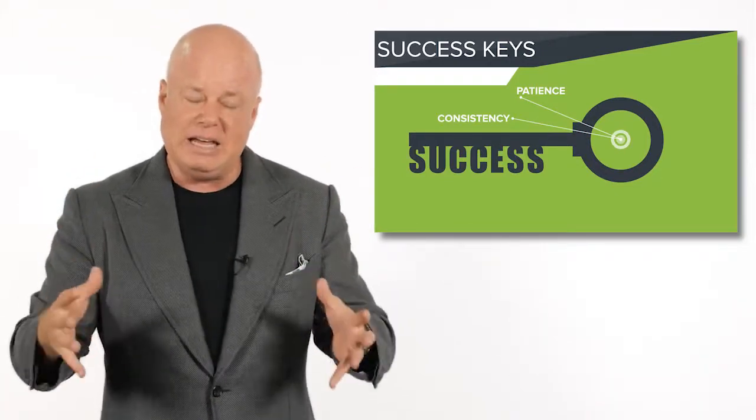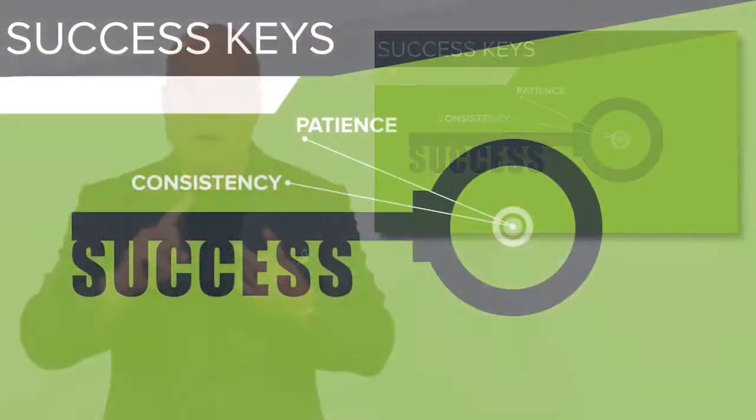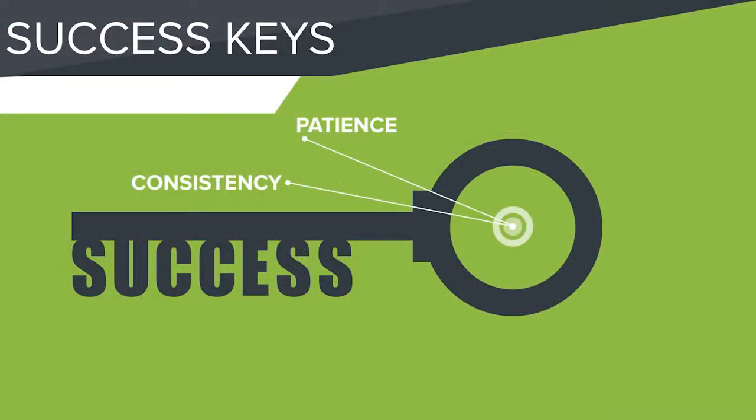So the success keys that we learned from all these people around the world are: consistency, number 1. Number 2, patience. Number 3, the ability to adapt. Just understand that it's going to change all the time. The landscape's going to change all the time. The rules are going to change all the time. What gets rewarded is going to change all the time.